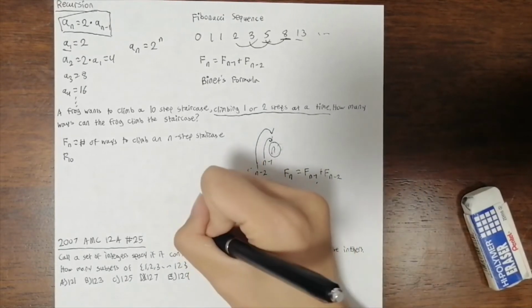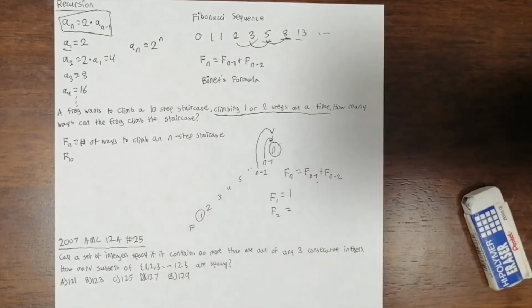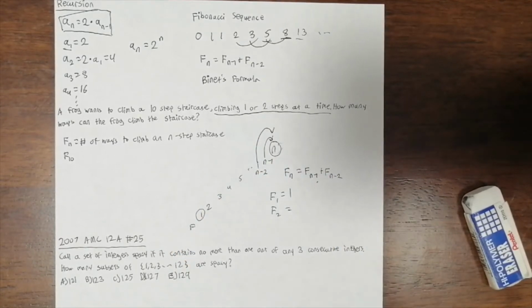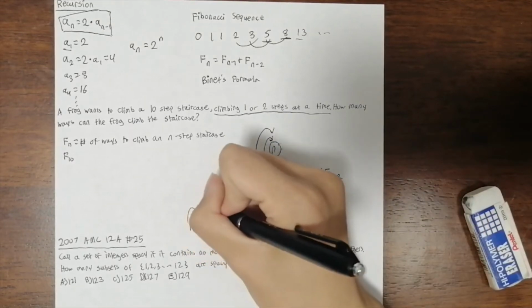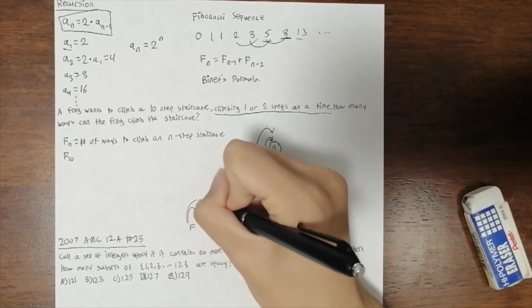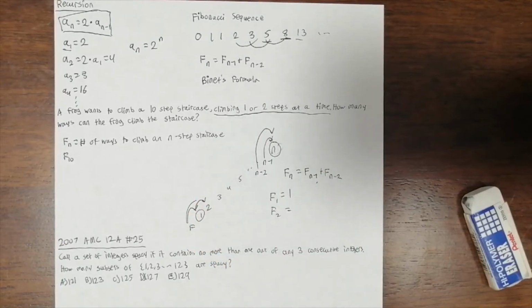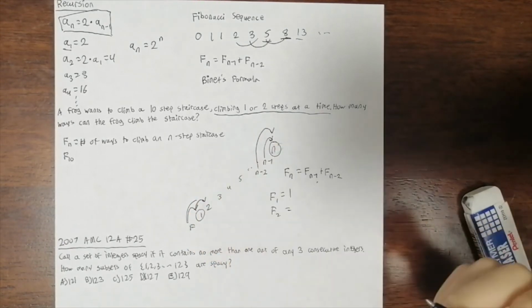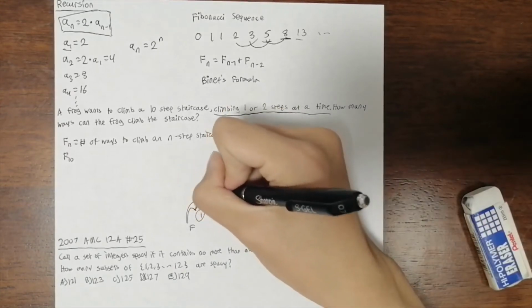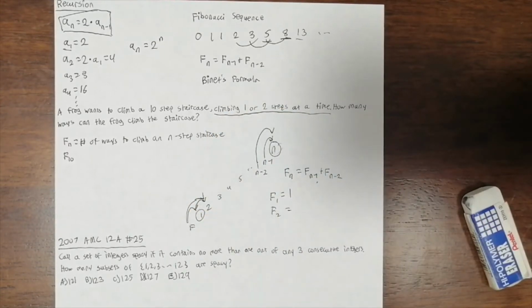Well, let's say the frog starts here, you can either hop twice or climb one step twice, which would look something like this, or you can just hop 2 steps and go directly to the second step. So that would be 2 ways.